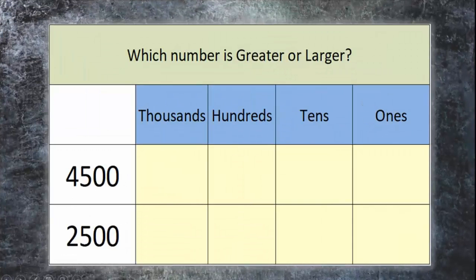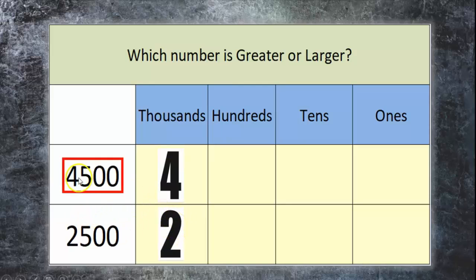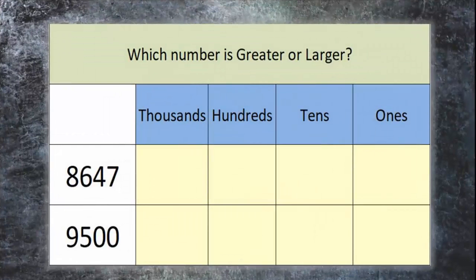Here we have two numbers, 4,500 and 2,500. In these two numbers we have thousands as well. So we're going to start from the left hand side. And here we have 4 thousands and 2 thousands. Since 4 thousands is larger or greater than 2 thousands, 4,500 is the greater number.